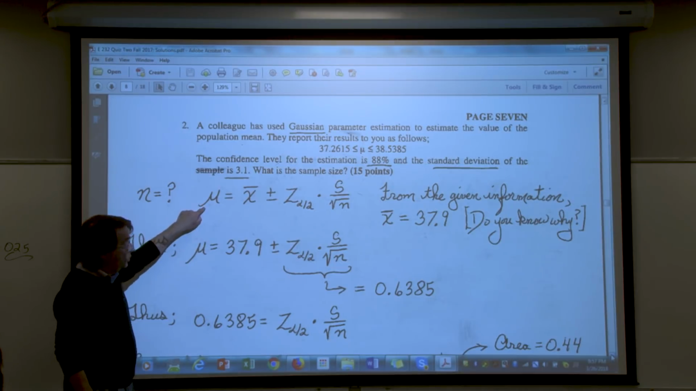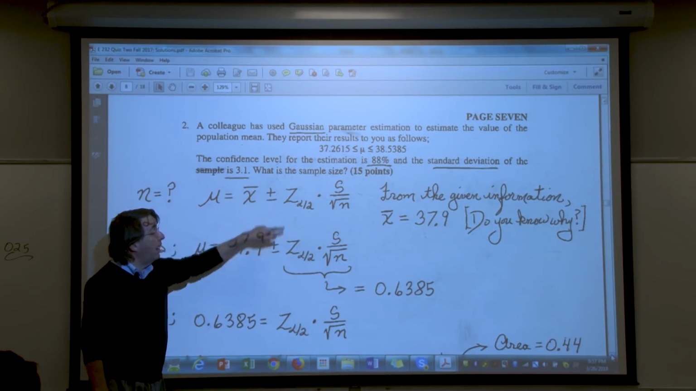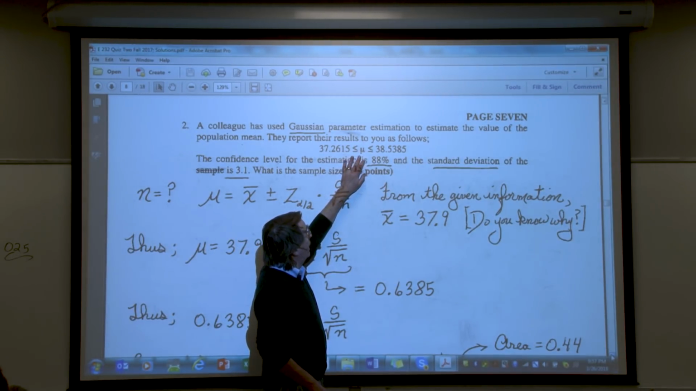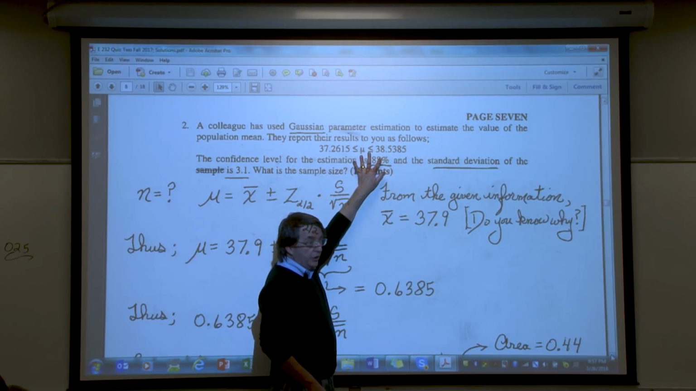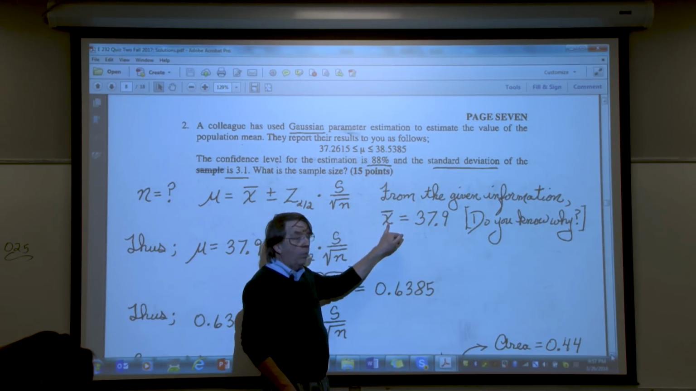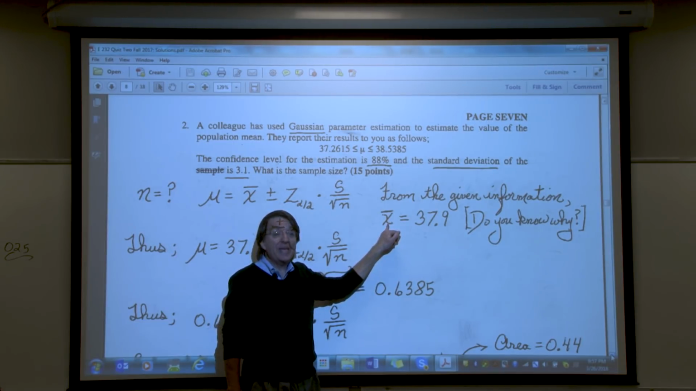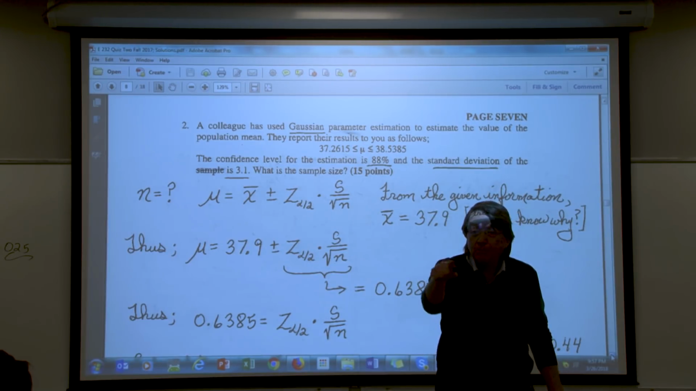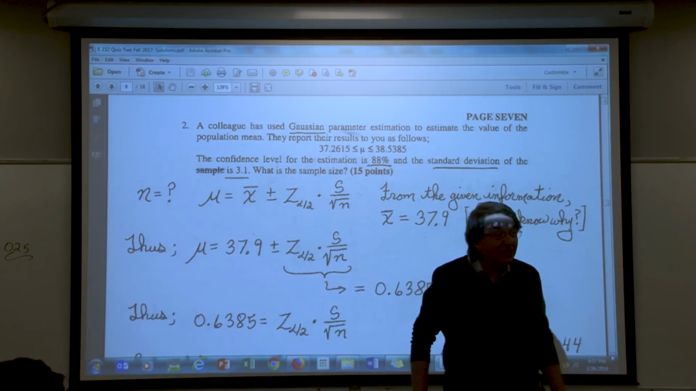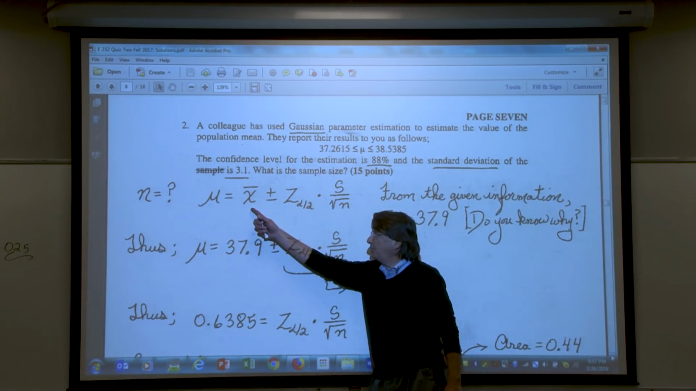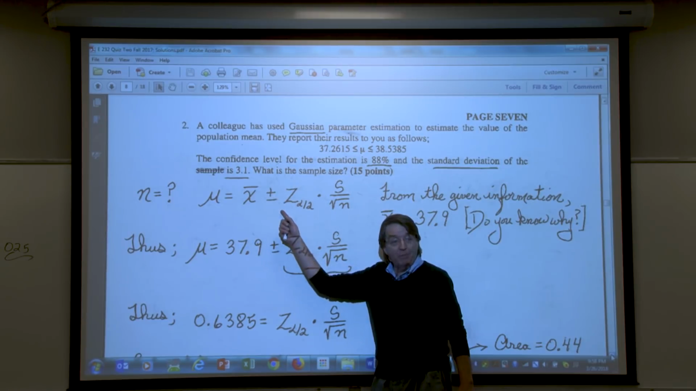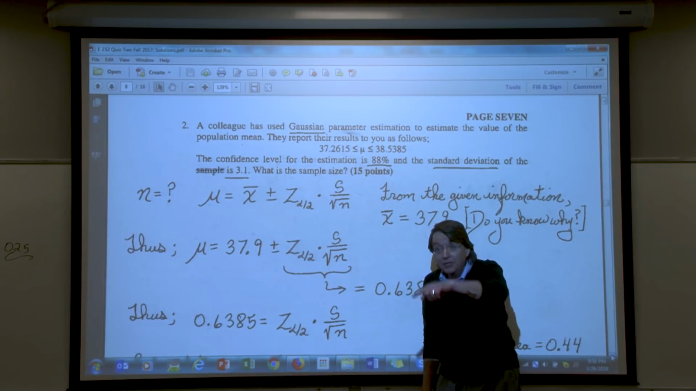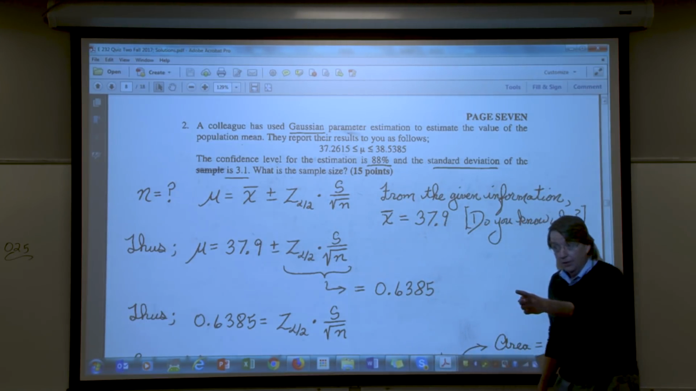What's the formula? Mu equals x bar plus and minus something. So I have mu greater than or equal to, less than or equal to these 2 numbers. What's x bar? How do I get x bar? Right, x bar is right in the middle. Mu is x bar plus and minus something. Find the middle point. That's x bar. That's trick number 1.